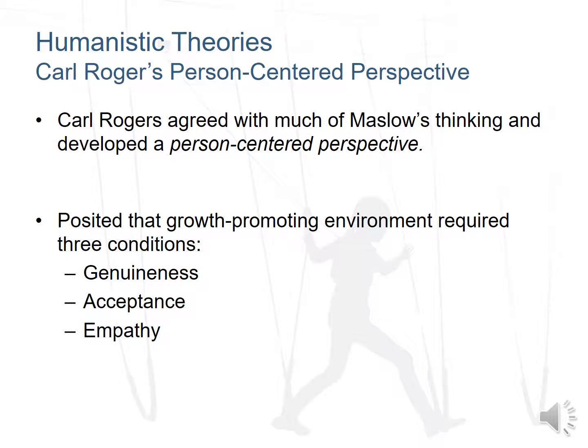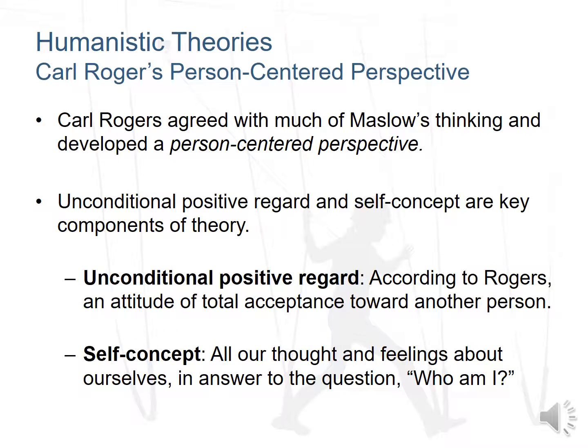Carl Rogers agreed with much of Maslow's thinking and developed a person-centered perspective. He posited that growth-promoting environments require three conditions: genuineness, acceptance, and empathy. Rogers also came up with the concept of unconditional positive regard and self-concept that are key components of the theory. Unconditional positive regard, according to Rogers, is an attitude of total acceptance toward another person. Self-concept is all our thoughts and feelings about ourselves and the question, who am I?